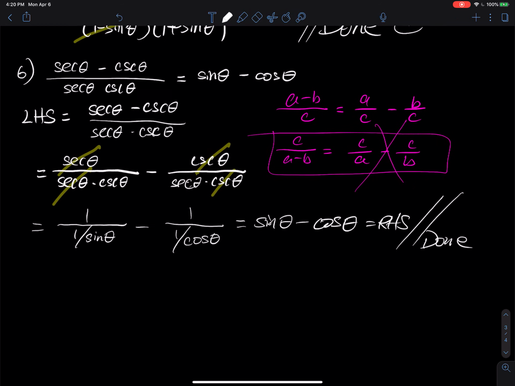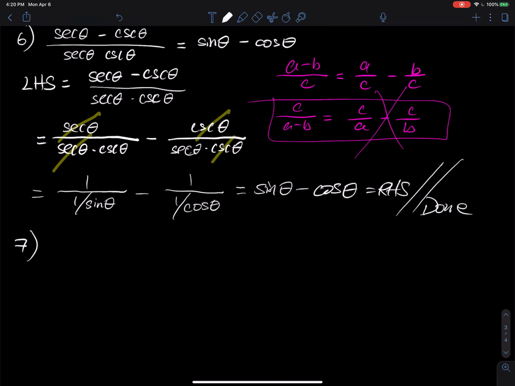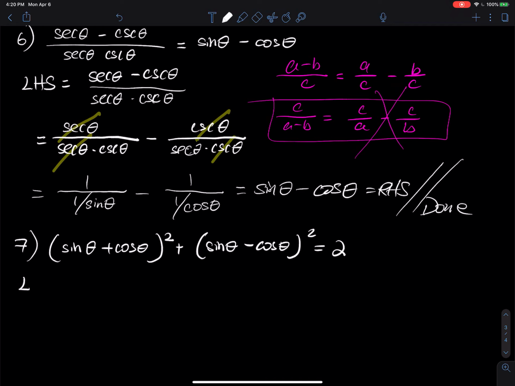All right, let's do one more for the basics. Number 7. So we have sine theta plus cosine theta, squared, plus sine theta minus cosine theta, squared, that equals 2. Okay. Left-hand side. It is long. You have to copy it.